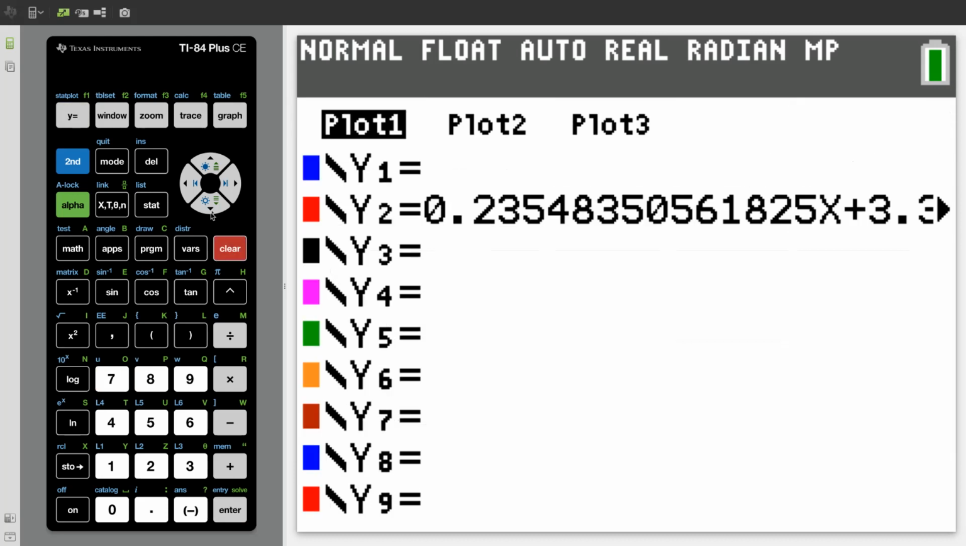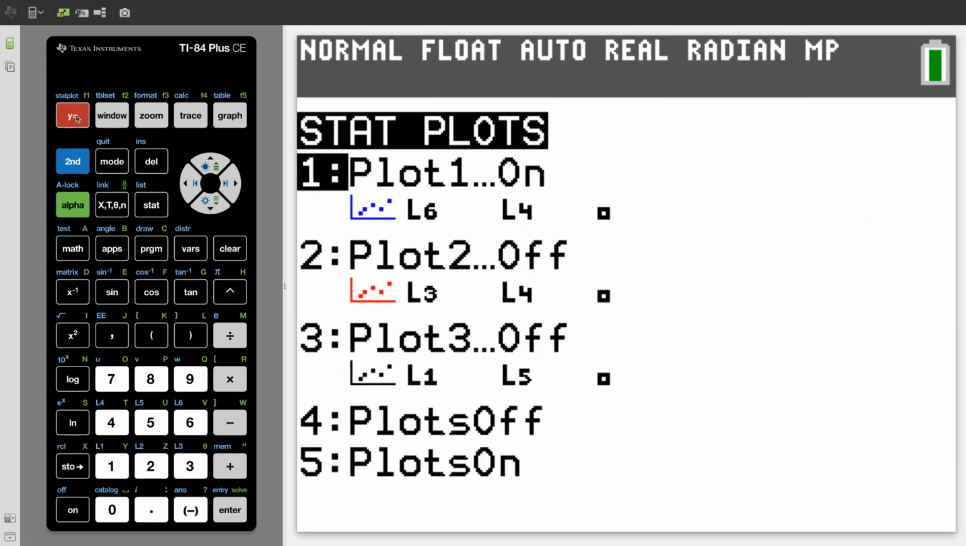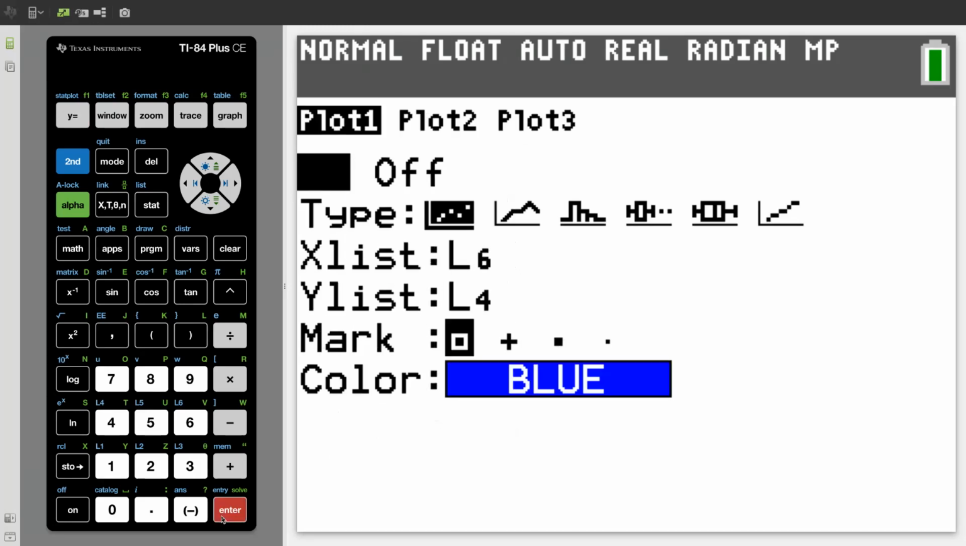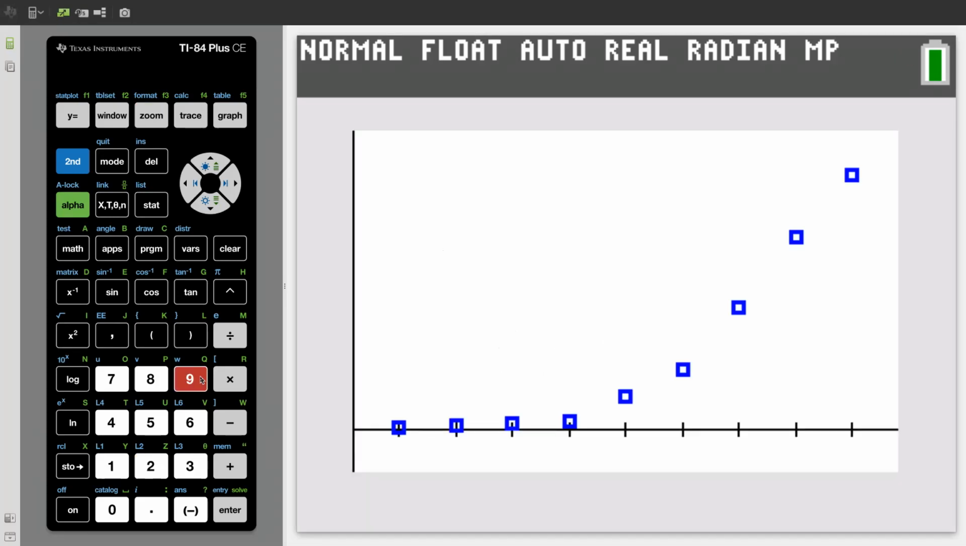All right, so now I've got to do a bunch of stuff here too. I'm going to clear this out. I'm going to hit second y equals to get to the plots, and I'm just going to plot this in plot 1. I'm going to do L1, L2, scatter plot. My first one is L1, my second one is L2. I'm going to hit zoom. Zoom stat was option number 9, and that's what it looks like.